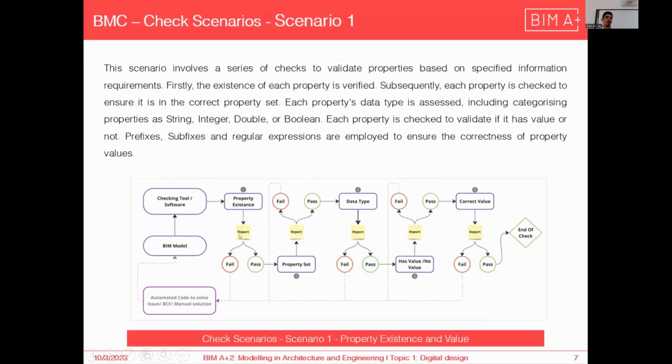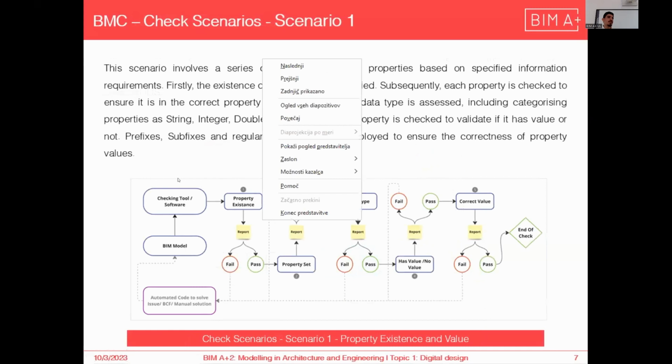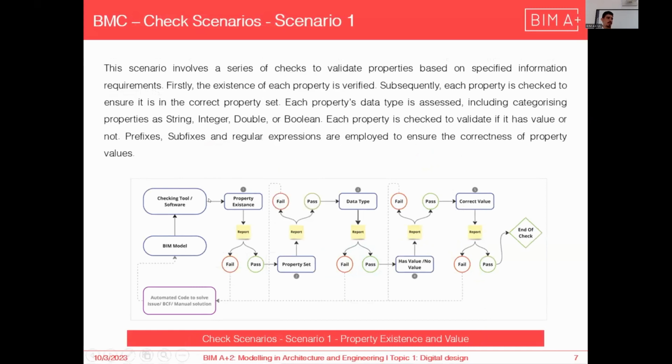Parallel to this, I also developed scenarios just to highlight the main scenarios for the information requirements. The first one is to check the property existence and the value, and it has five stages. First, check if the property or the parameter exists or not, and then you check if it is in the right property set. The third stage is to check the data type, whether it is text or Boolean or numeric, whatever.